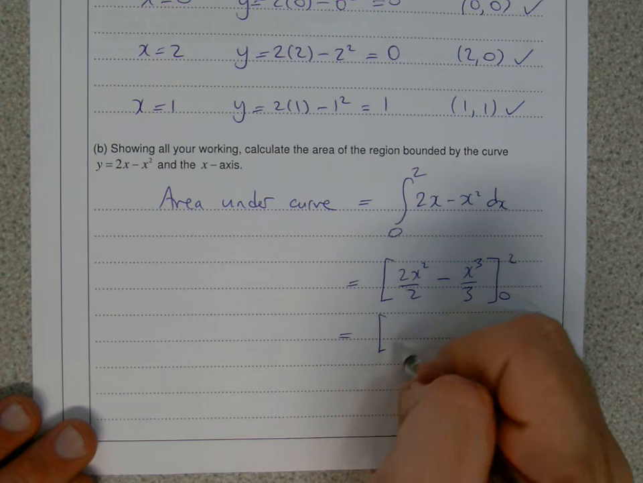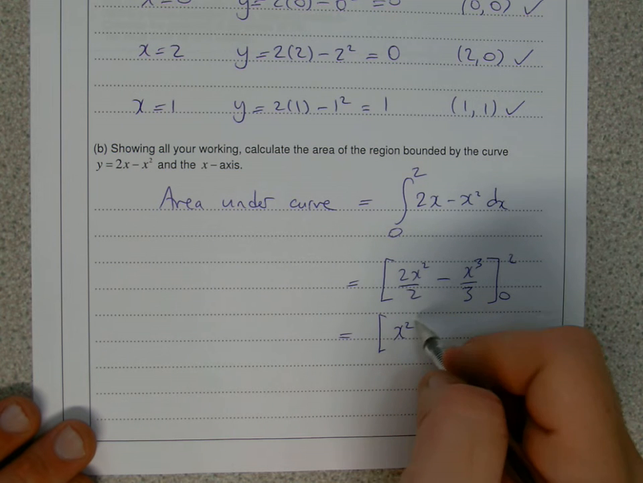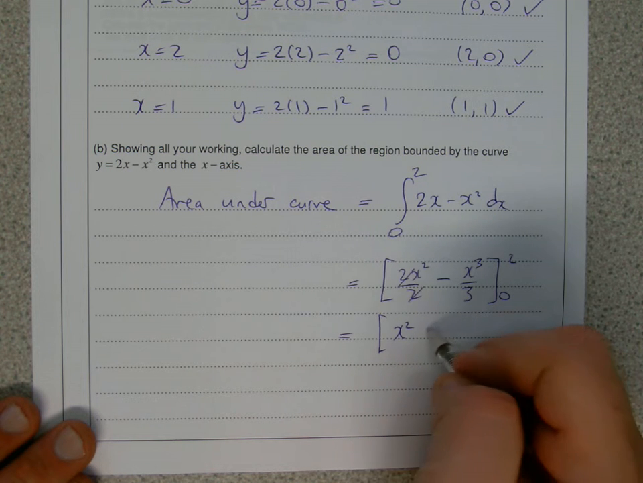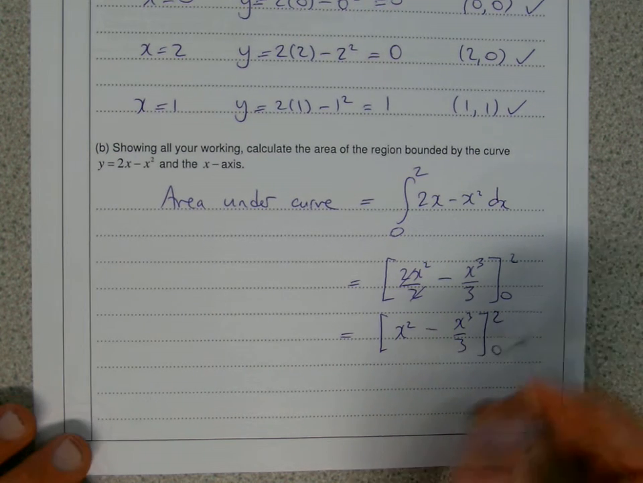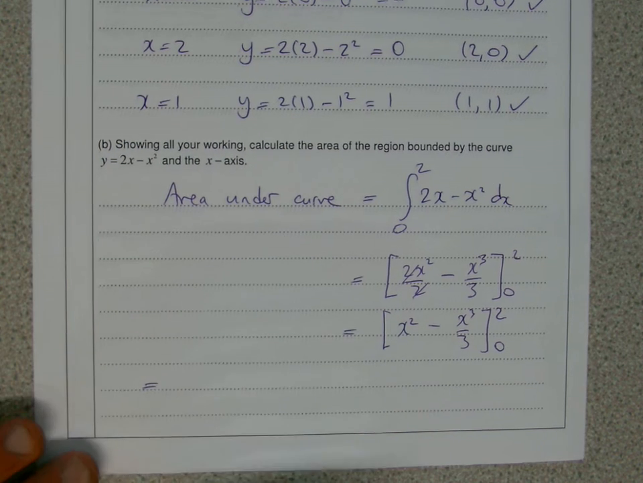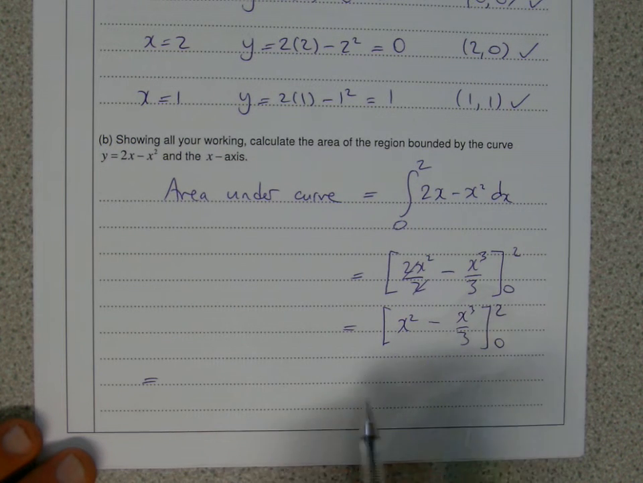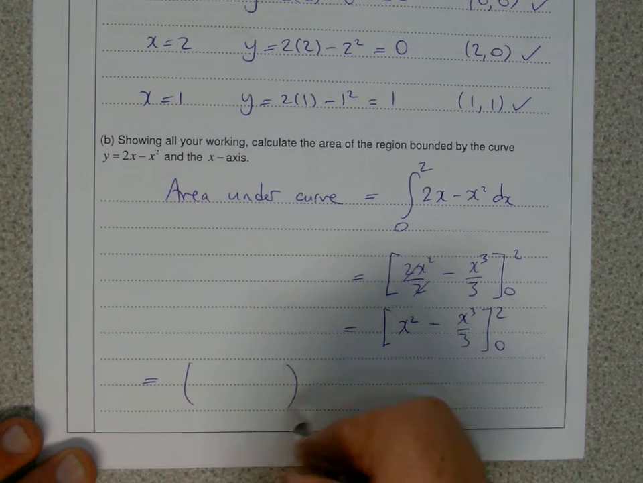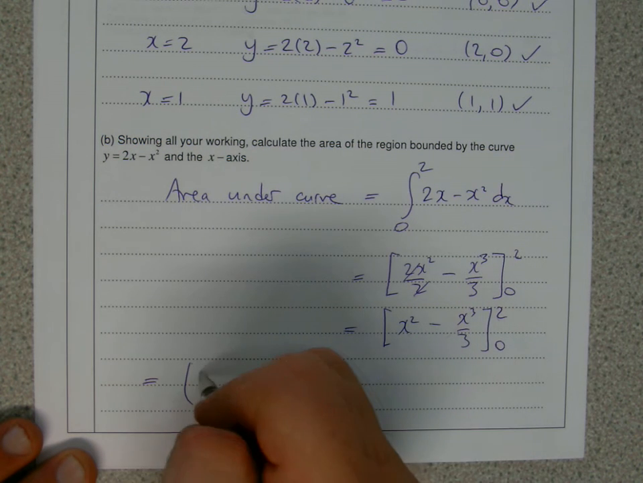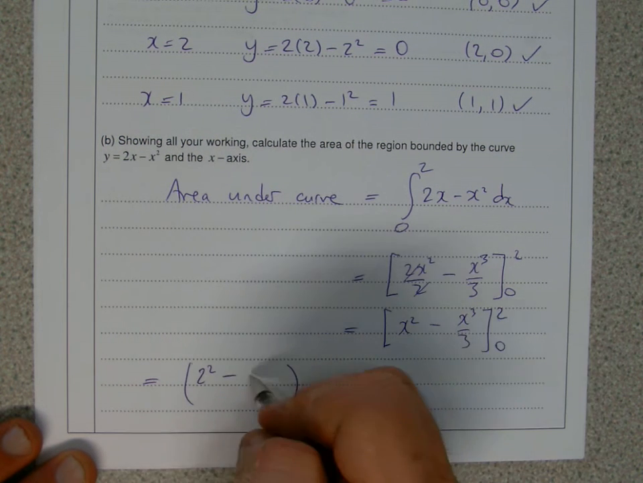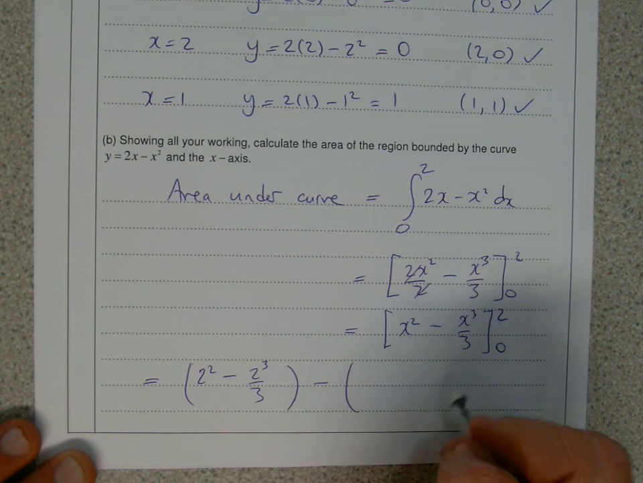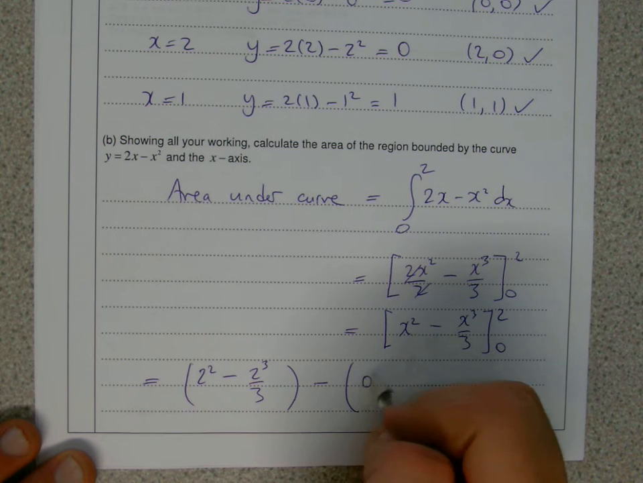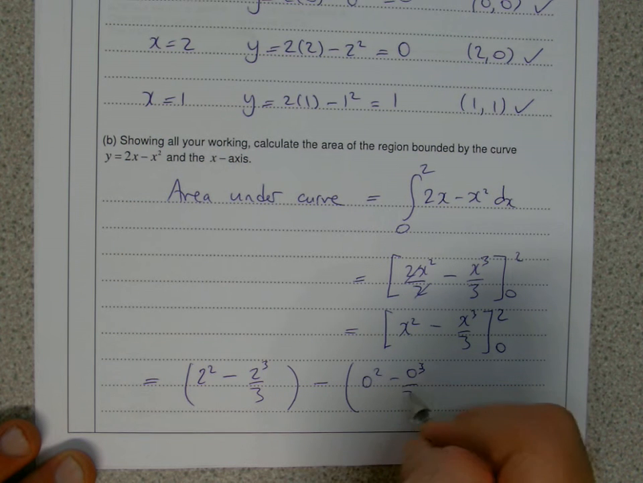With limits 2 and 0. And we can even simplify that. That would be x squared, wouldn't it? 2 divided by 2, they cancel. Take away x cubed upon 3, between 2 and 0. And what you've got to do then is put those limits in. So we start off with the 2, and remember we have a big bracket, so put the 2 in here, so 2 squared, take away 2 cubed over 3, and then take away, always take away, remember, then enter 0, so 0 squared, take away 0 cubed over 3.